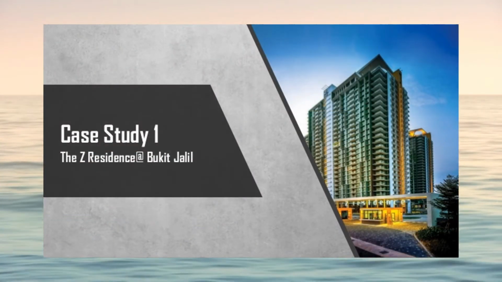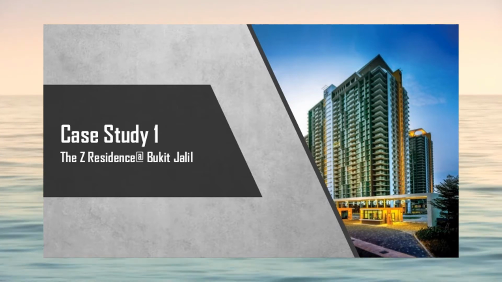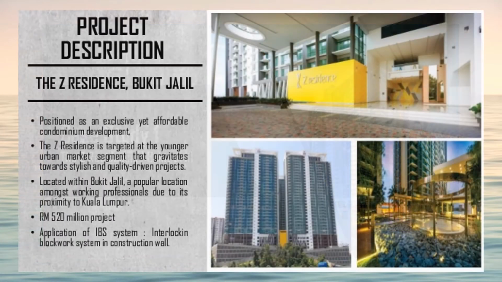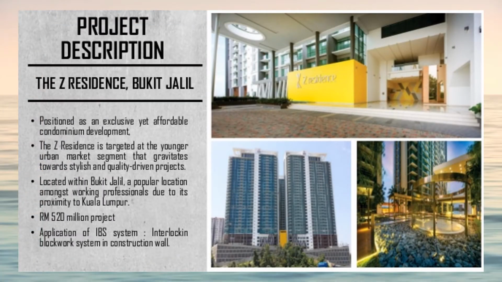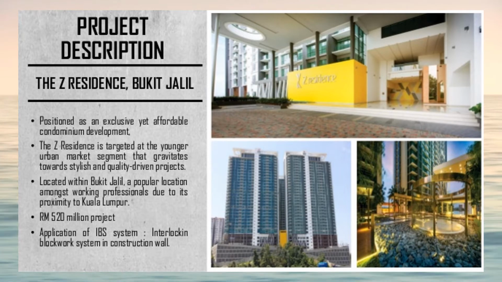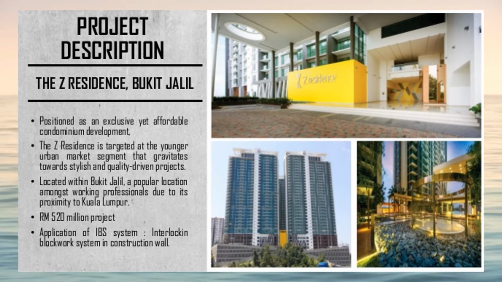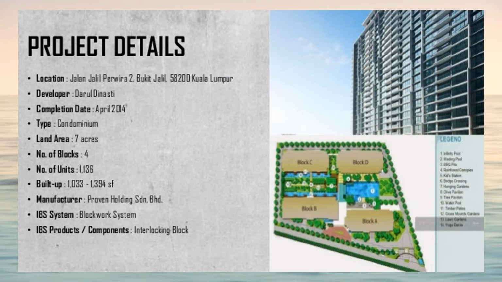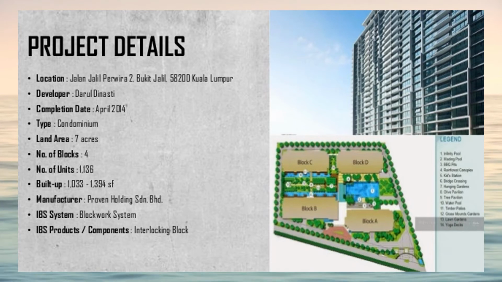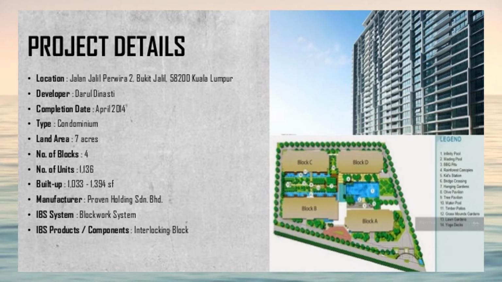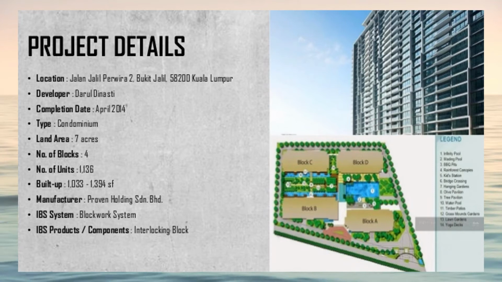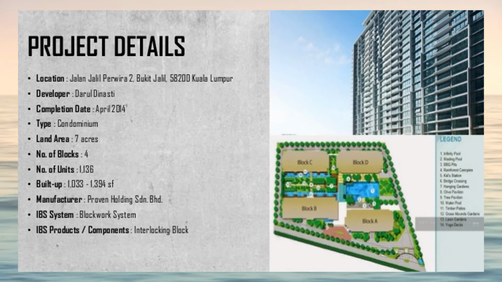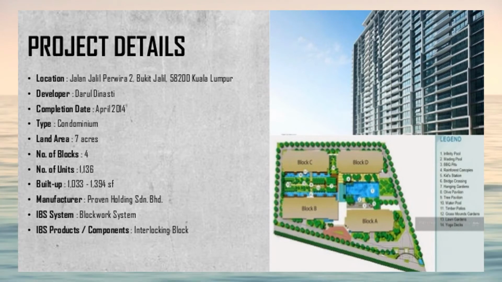Case Study 1. The Z Residence at Bukit Jalil. This is the example of a high-rise building using interlocking blockwork system for its wall. These are the details for the particular project. A condominium built on 7 acres of land with 4 blocks. The IBS system used is the blockwork system.